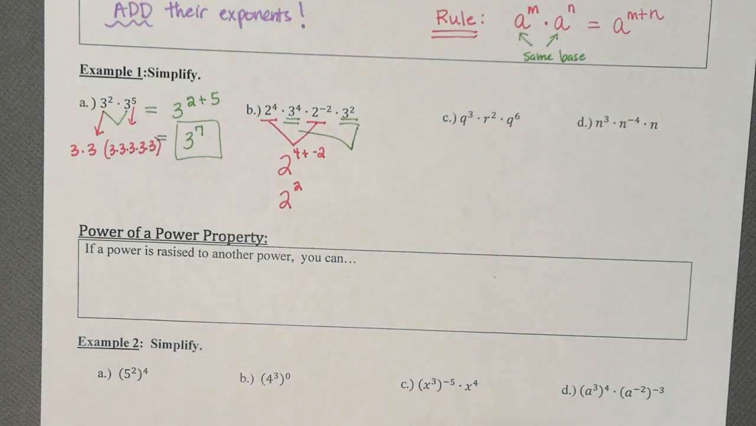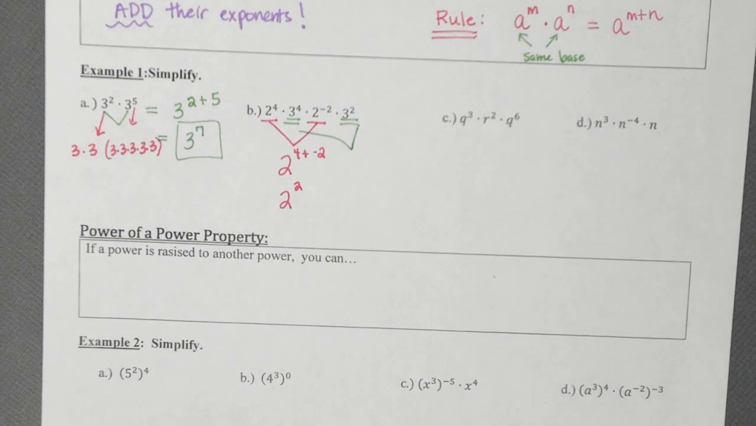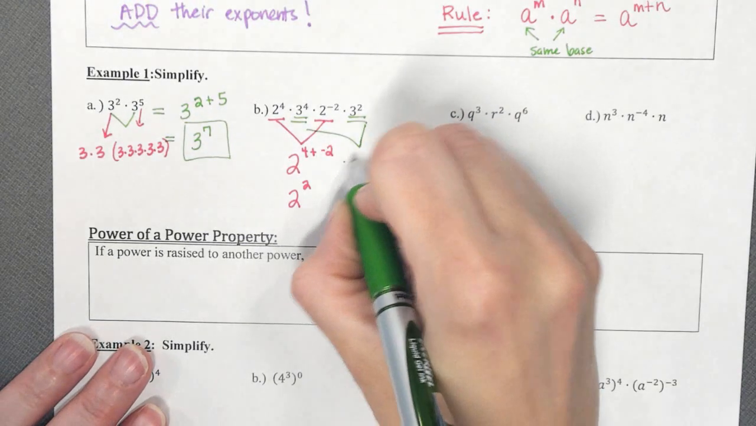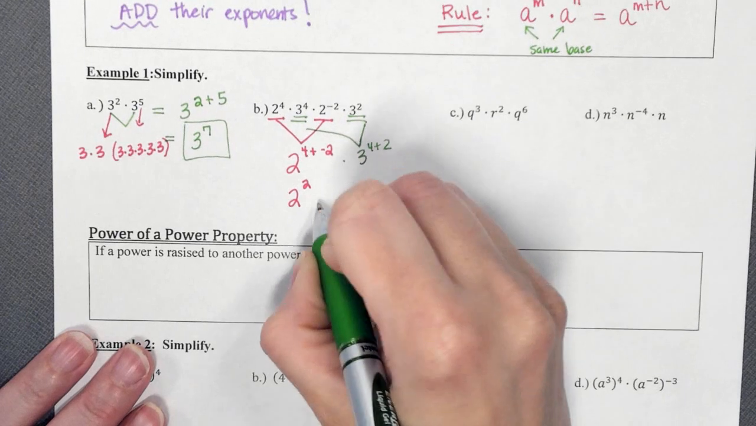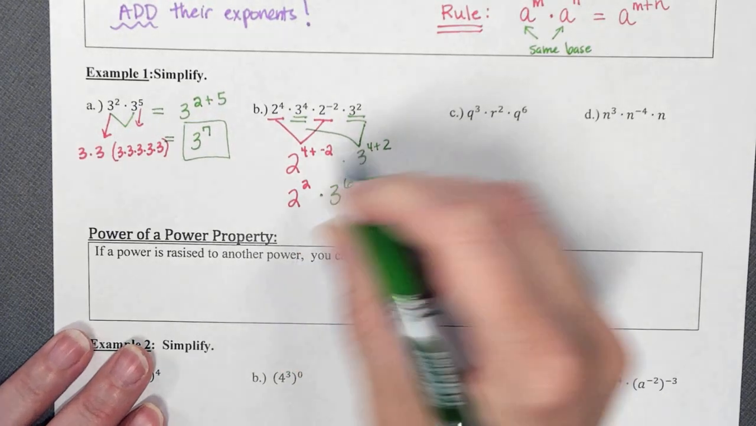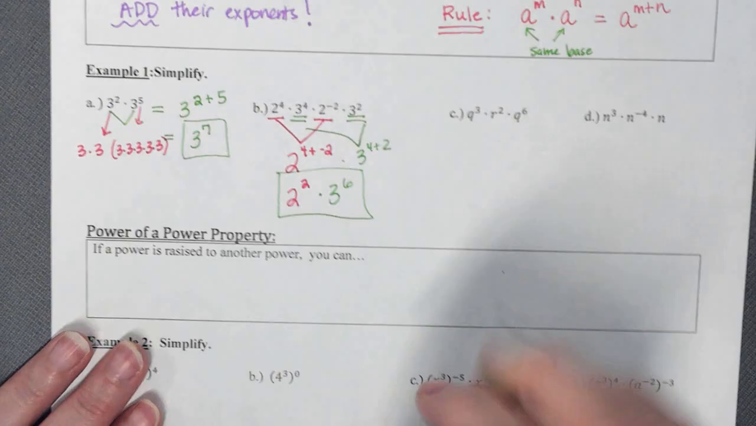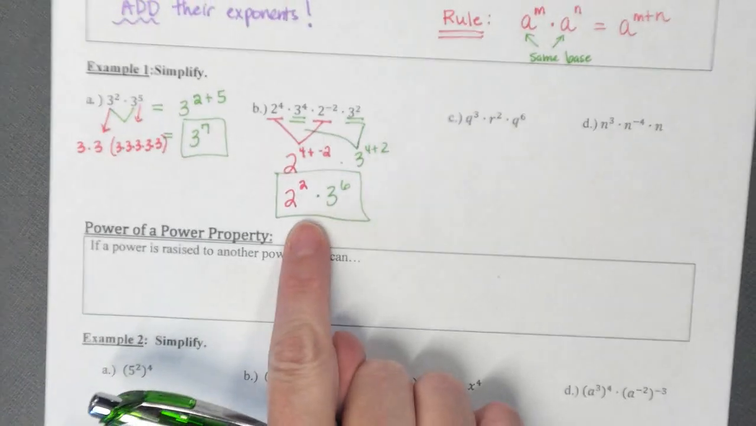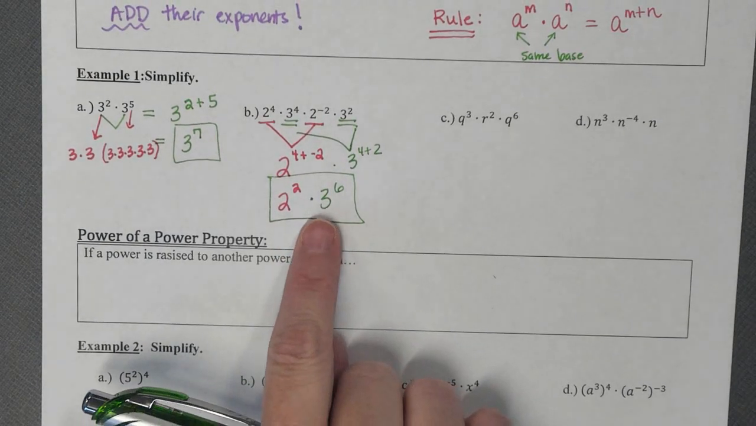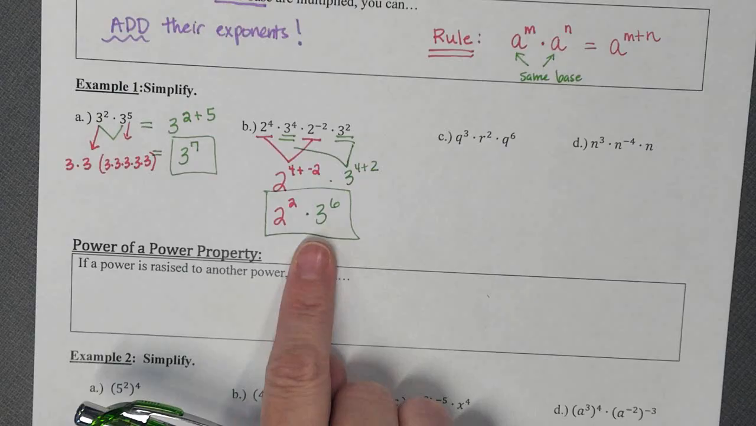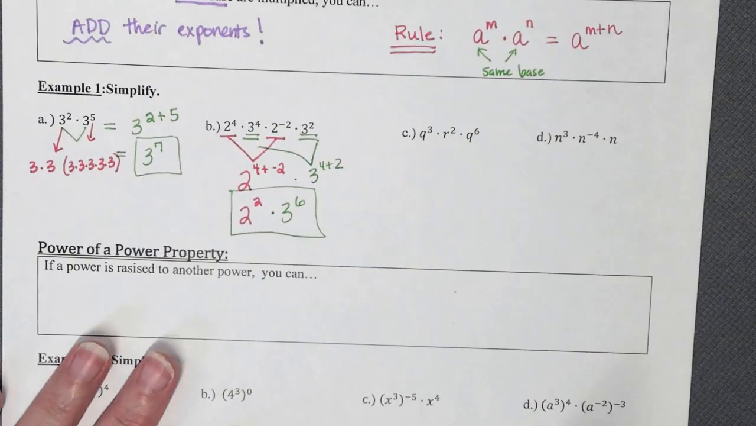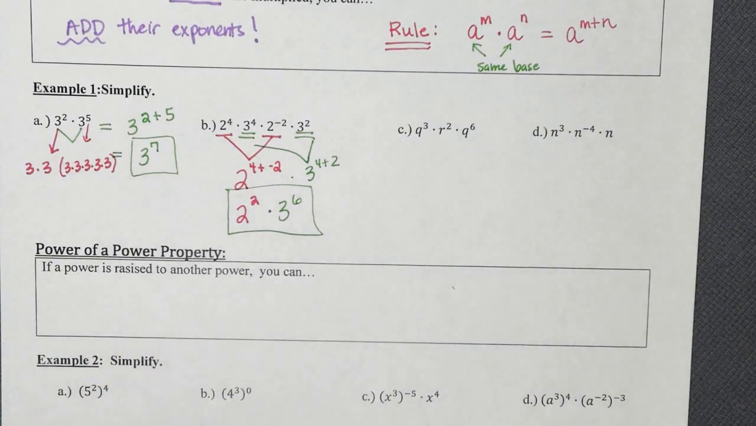Nice work. So then you guys got 3 to the power of 6. And then what you're going to do is just write them as being multiplied together. So 2 squared times 3 to the 6. Okay, and I saw some of you even went to part C, which is awesome.